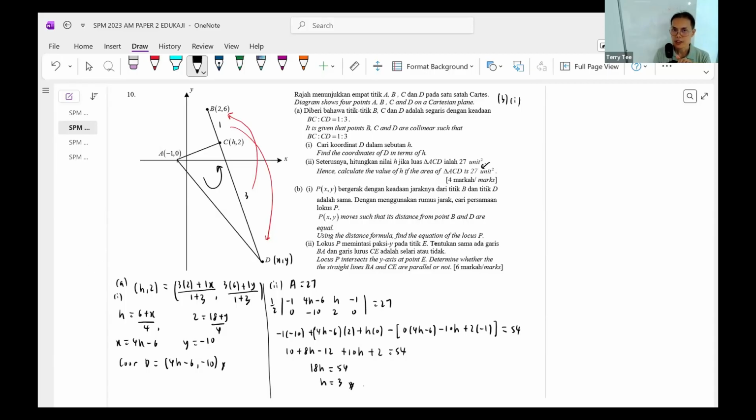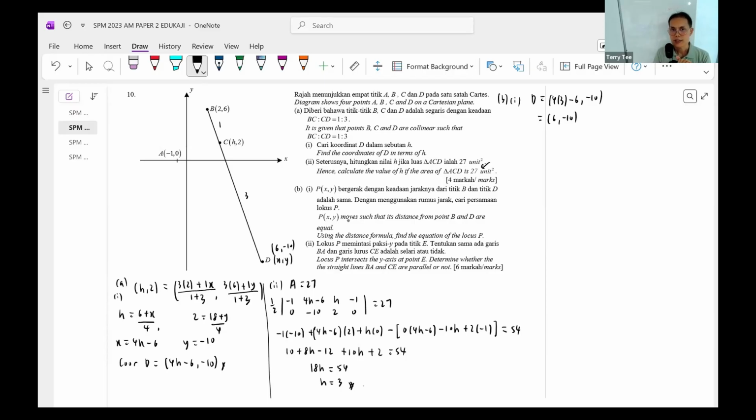P moves such that distance from point B and D are equal. Okay, let me rub this off. Point B and D. Where is D? What is D now? We know your H is 3. So what is your D? Your D is 4 times 3 minus 6 minus 10. 12 minus 6 is 6, 6 minus 10. This point is (6, 10).